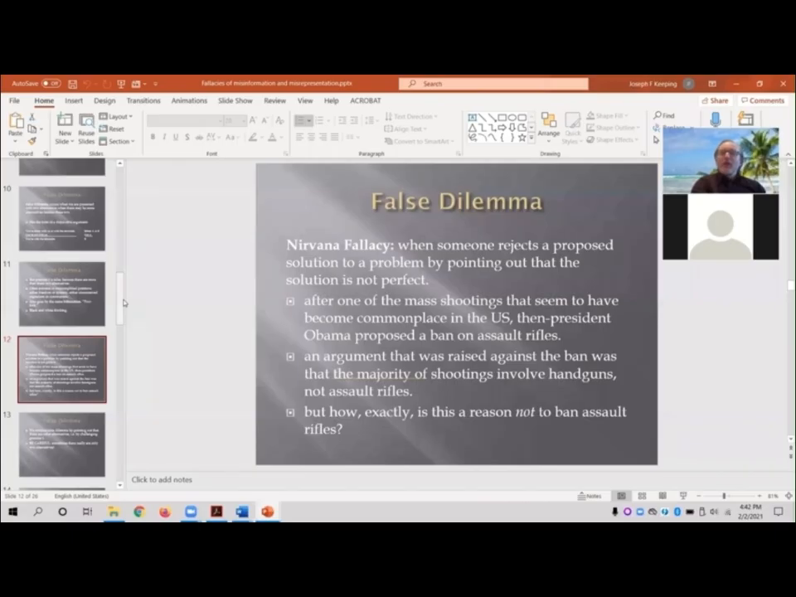So there's a variation on the false dilemma fallacy, which people have given its own name. This is called the nirvana fallacy. So it's a kind of false dilemma. It's specifically when someone rejects a proposed solution to a problem by pointing out that the solution is not perfect.